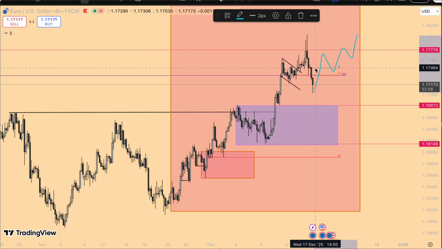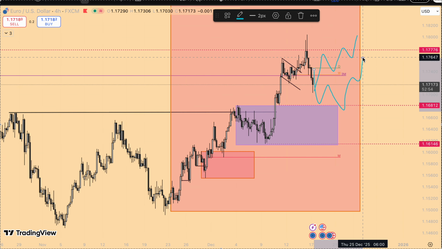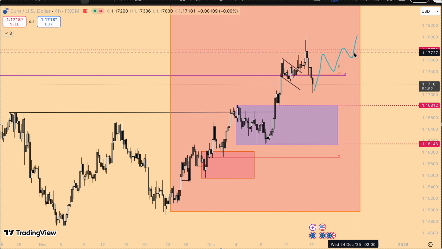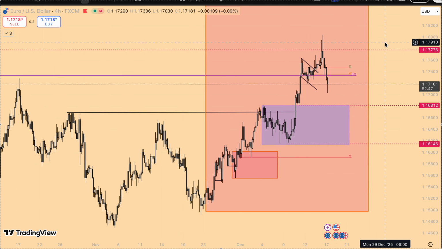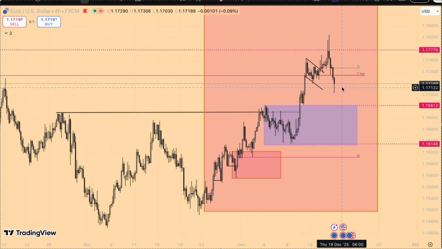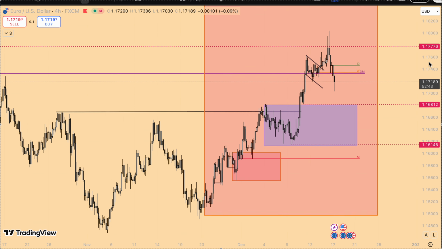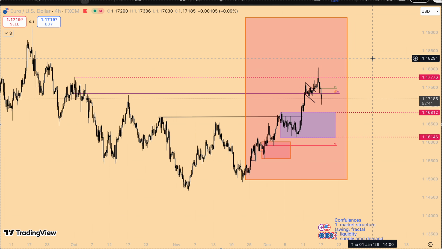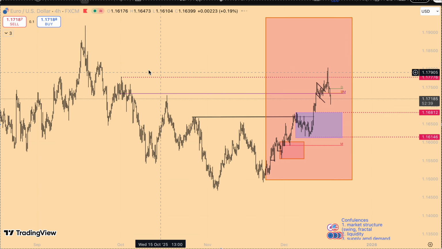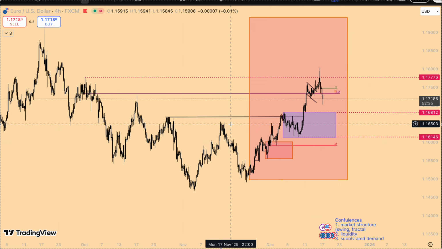Or we could also have one more push down, and then we change character and then we start pushing up. So for me, that's what makes sense at the moment on EUR/USD, as we're bullish swing wise and fractal wise. And then above the quarterly open also, that would be a nice trade to take, okay, as we've broken highs and changed internal structure to bullish.